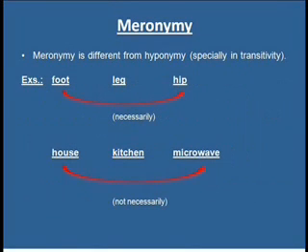Meronymy is different from hyponymy, especially in transitivity. Meronymy may or may not be transitive. For example, foot leads to leg, and leg leads to hip. Necessarily, foot leads to hip. This is a transitive relationship. But house leads to kitchen, and kitchen leads to microwave, but not necessarily house leads to microwave. This is a non-transitive relationship.